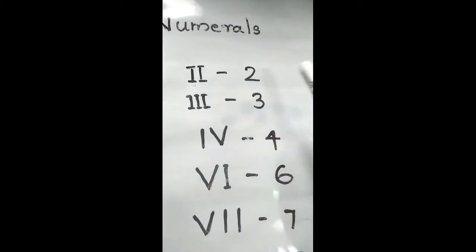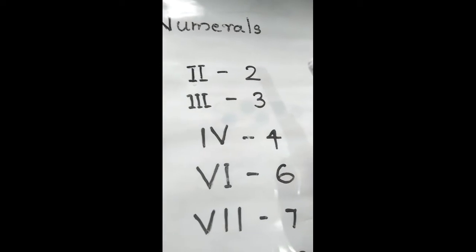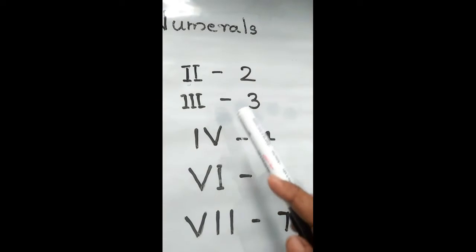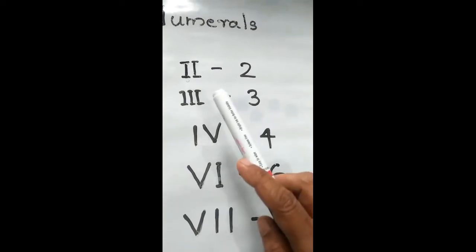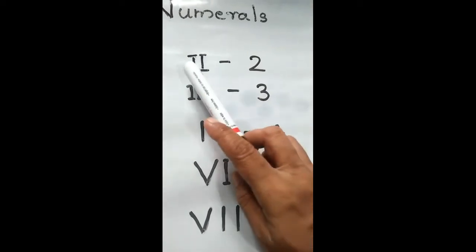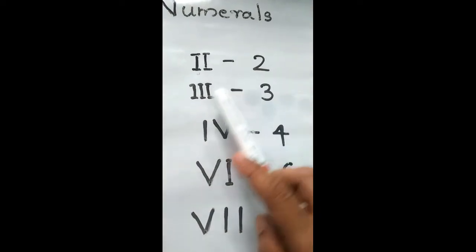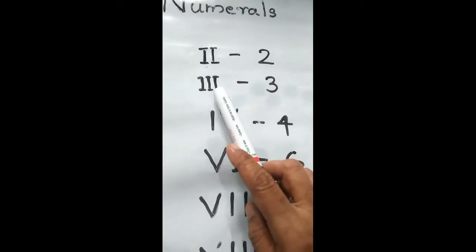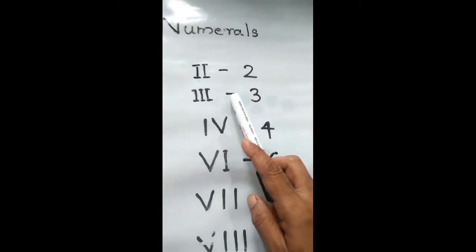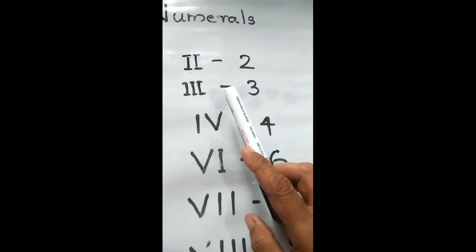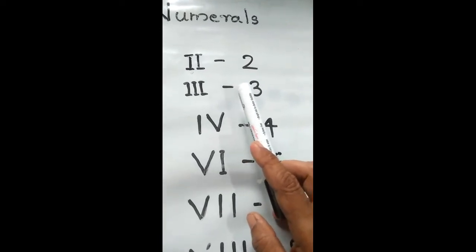Next, there are some rules to write the Roman numerals. How will you write 2? 2 will be written by using 1, writing 2 times. 1 plus 1, 2. Then 3 will be written 1 plus 1 plus 1, 3. Like this we will write. One letter we can write 3 times only. Maximum we can write 3 times.